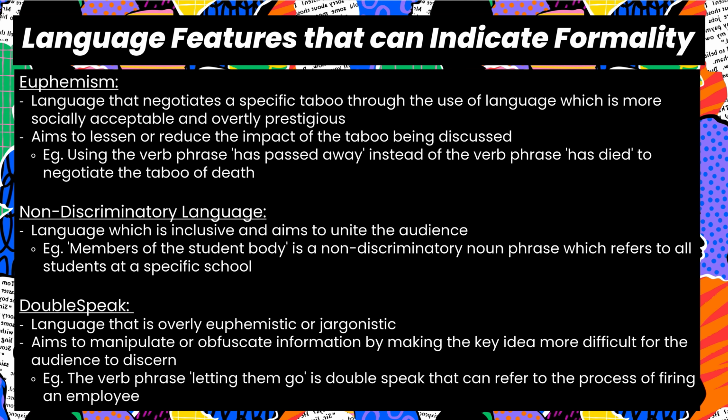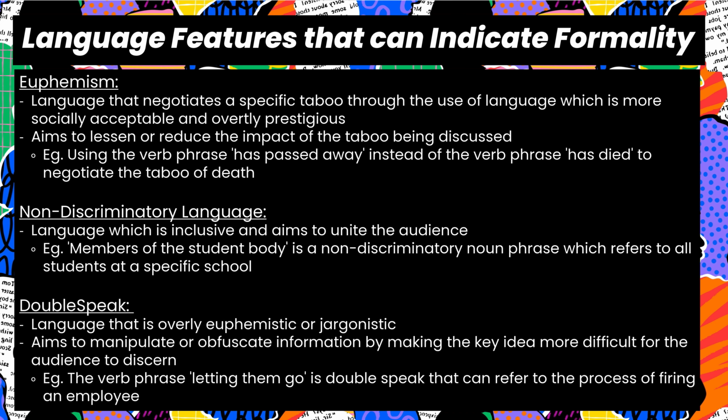So when we're thinking about euphemisms, it's important to remember that unlike dysphemisms, euphemisms refer to language that negotiates a specific taboo through the use of language which is more socially acceptable and overtly prestigious. Because euphemisms aim to lessen or reduce the impact of the taboo being discussed and make that taboo more socially acceptable. So, our example of a euphemism is the verb phrase has passed away as an alternative to the verb phrase has died to negotiate the taboo of death.